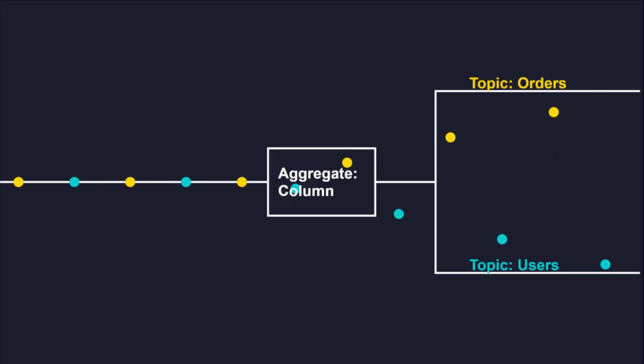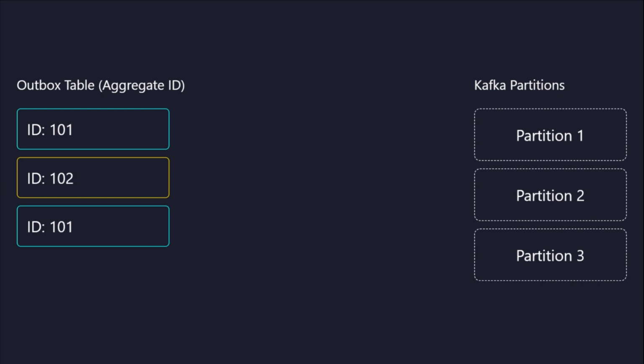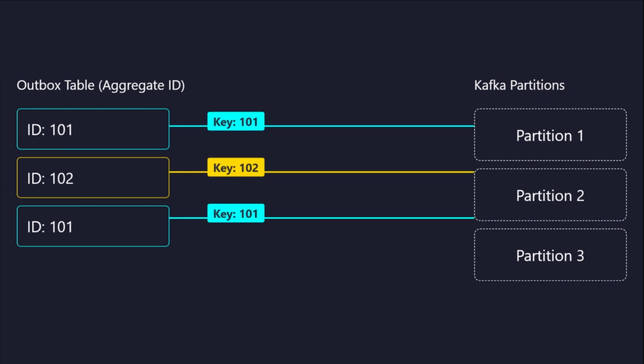Configure the transformation to use a column like aggregate type to route messages to different topics. This dynamic routing allows you to organize events logically, such as placing all order events in one topic and user events in another. Map the aggregate identifier column from your outbox table to the Kafka message key. Consistent keys are vital for maintaining the order of related events within a single Kafka partition, ensuring that updates to the same entity are processed sequentially.